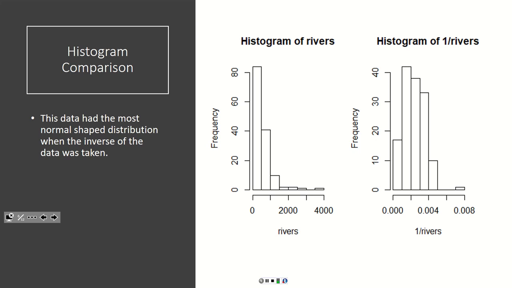As we see in the original one, there's a very significant skew to the right, and as we take the transformation of the data, we get a histogram that is much more normal and symmetrical. While again not perfect, it still makes it more convenient.